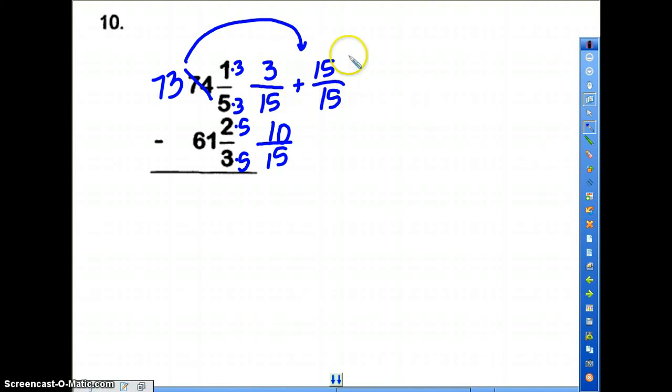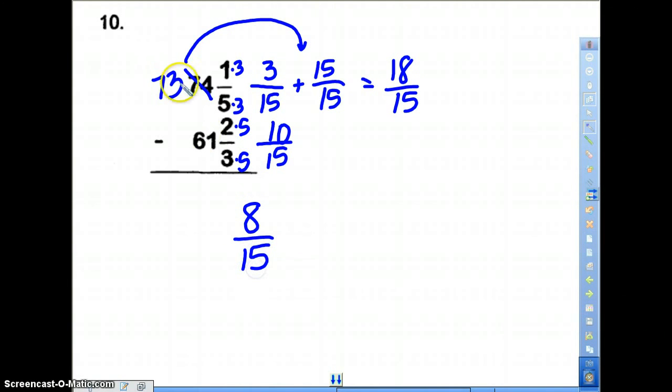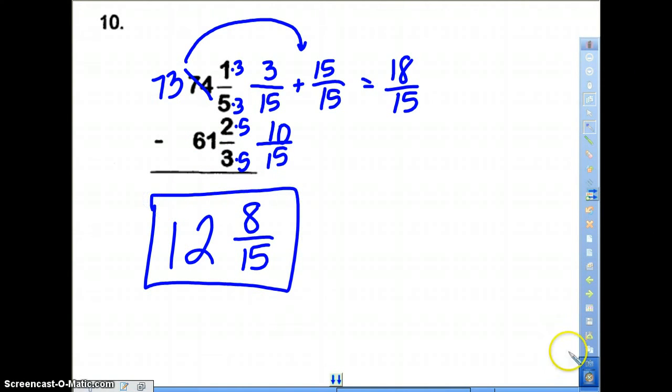Okay, so 3/15 plus that whole that I busted up gives me 18/15. What is 18/15? Now subtract 10/15. I get 8/15. I got to take the 73 and subtract the 61. So 3 subtract 1 is 2, and the 7 subtract the 6 is 1, and there's our final answer. Okay, that one looks scary, but that's not that hard, is it? If it is, I promise we'll practice it some more. All right, moving on.